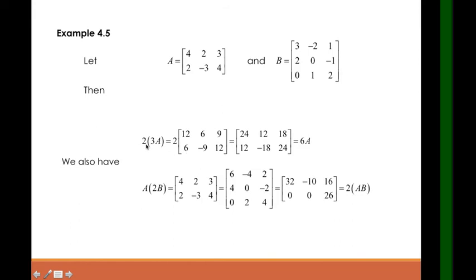And then there is another number outside the quantity, which is 2. Therefore, we need to distribute the 2 to the numbers in the square bracket. So we have 2 times 12, 2 times 6, 2 times 9, 2 times 6, 2 times negative 9, and 2 times 12. And then you will get this answer. Also, this 2 quantity 3A can be represented by 2 times 3, which is 6. So we have 6A, and we will have an answer similar to this one without doing a long process.